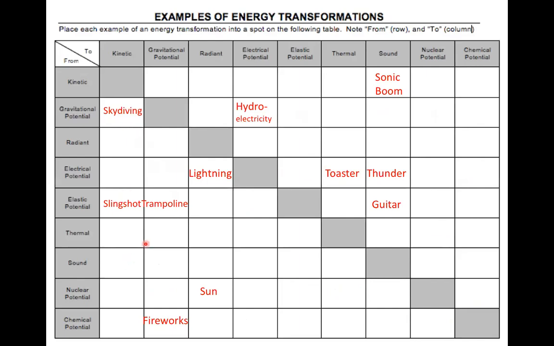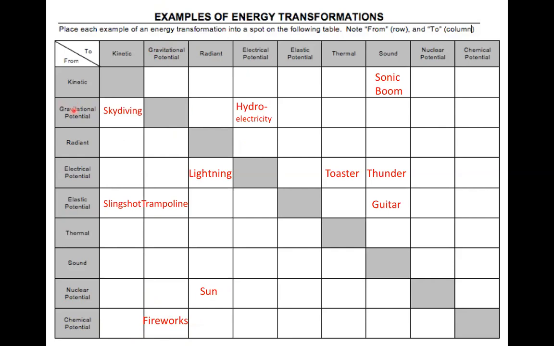Skydiving, actually we already covered that one. Trampoline, elastic potential energy at the bottom of the bounce goes into gravitational potential energy at your maximum height. Fireworks, the chemical potential energy is turning into gravitational potential energy. You could also probably use fireworks for turning into kinetic energy as the fireworks are on their way up, or radiant energy, the fact that they are bright. Sun. The sun is an example of nuclear potential energy to radiant.